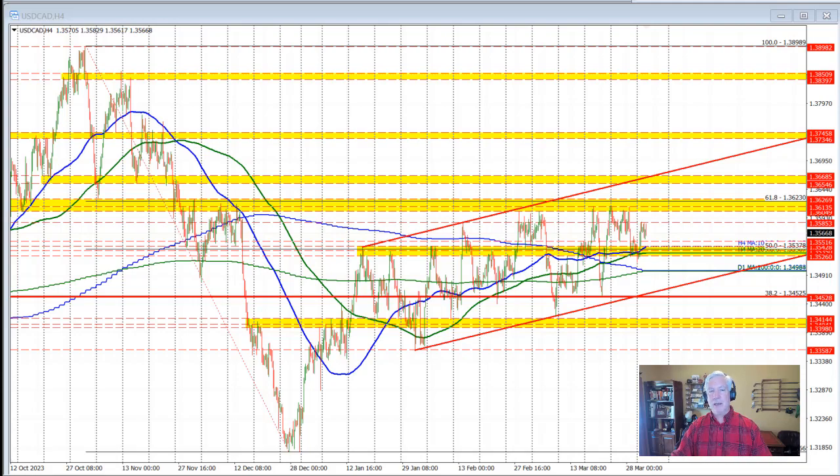But the Canada and the U.S. may be on the same path here, but the U.S. dollar is probably a little bit better bid versus the Canadian dollar, above the moving averages and 50%, and so forth.